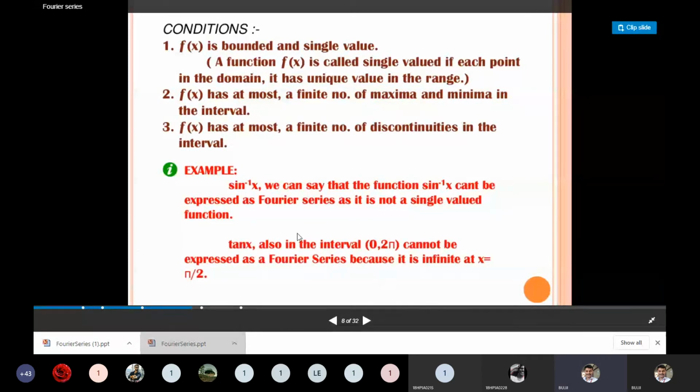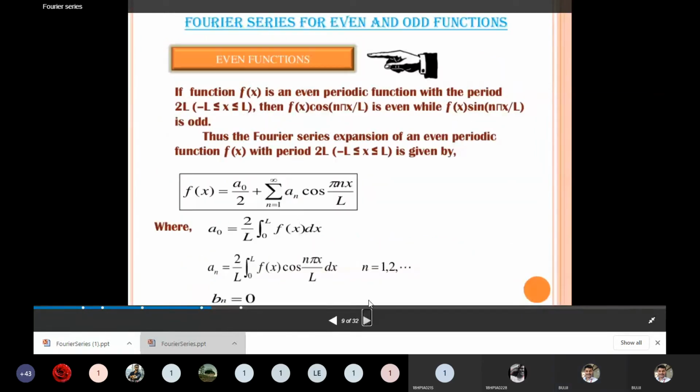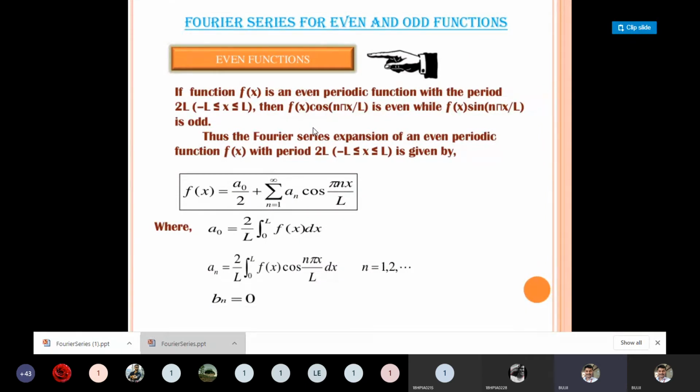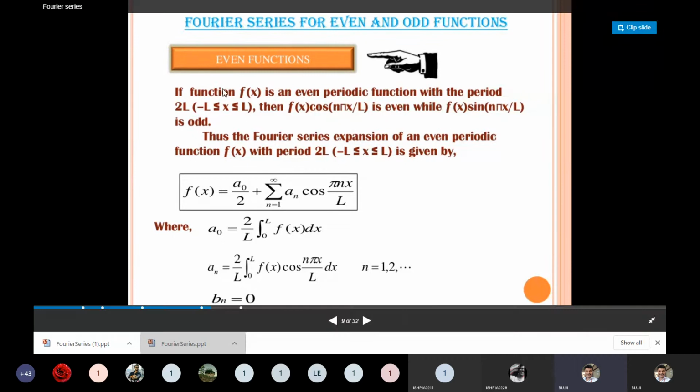Okay, at this point we can't go for this Fourier series. We can't explain sin inverse of x and tan x. See this one, this is one example. Even function, odd function wise I will explain. Fourier series for even and odd functions.